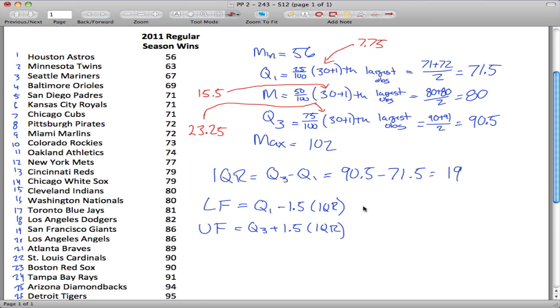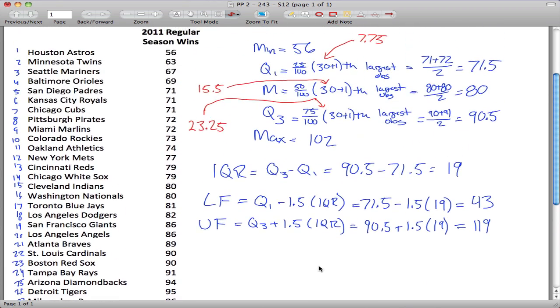So I have all this information. Q1 I figured out was 71.5, and from that I want to subtract 1.5 times my interquartile range, which is 19. Same idea here, except now it's 90.5 plus that. 1.5 times 19 is 28.5. So 71.5 minus 28.5 is 43, and 90.5 plus 28.5 is some huge number, 119. So in this case, my lower fence and my upper fence are below and above my min and my max. These are my thresholds to figure out if any observations are outliers. In this case, none of them are outliers, which makes this a little easier.